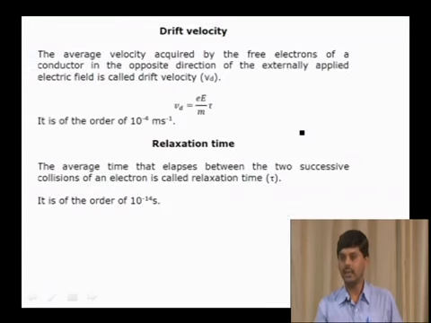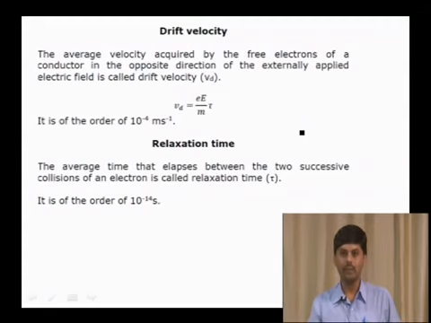Drift velocity. The average velocity acquired by the free electrons of the conductor in the direction opposite to the externally applied electric field is called drift velocity. It is given by Vd is equal to eEτ divided by m, where e is the charge of the electron, E is the electric field, m is the mass of the electron, and τ is the relaxation time. The order of the drift velocity is about 10 raised to minus 4 meter per second.